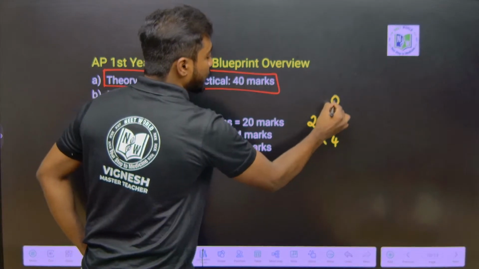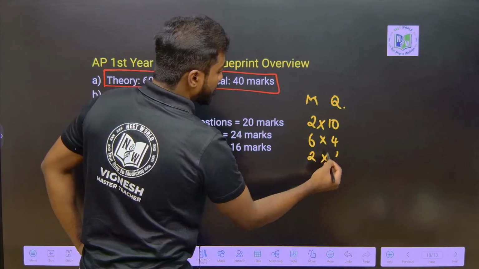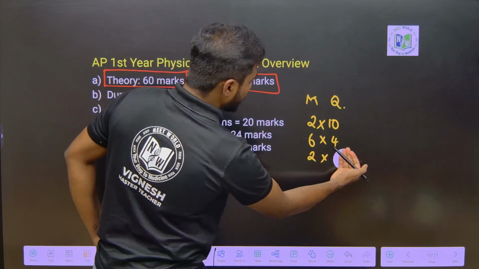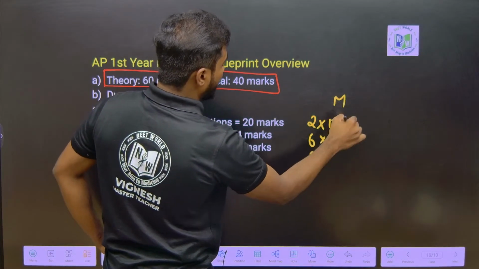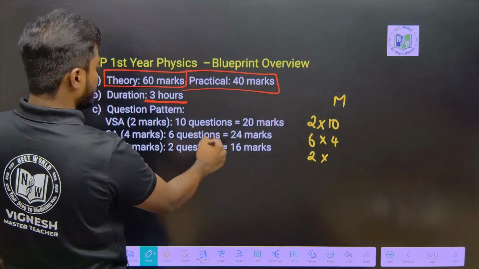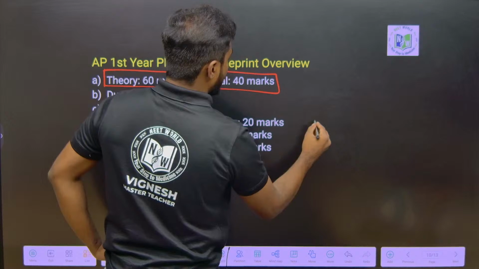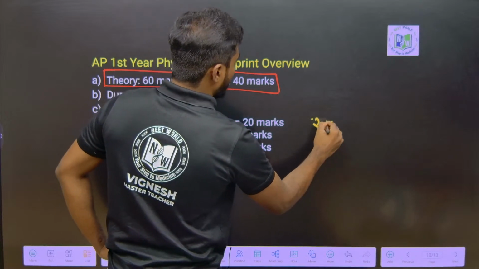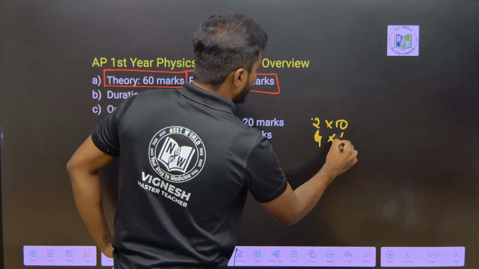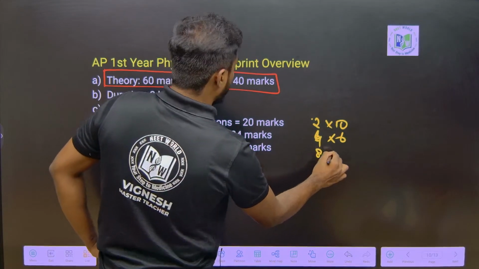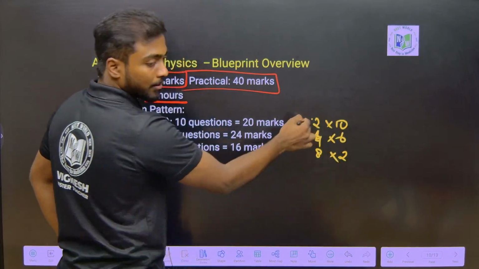These are the questions and these are the marks, and 2 8-mark questions. So this is the question, right? Yeah, this mark, right? No. There are 2 10-mark questions. 2 into 10, and 6 into 4, this is 4 into 6, and this is 8 into 2. Okay, these are the questions and these are the marks.